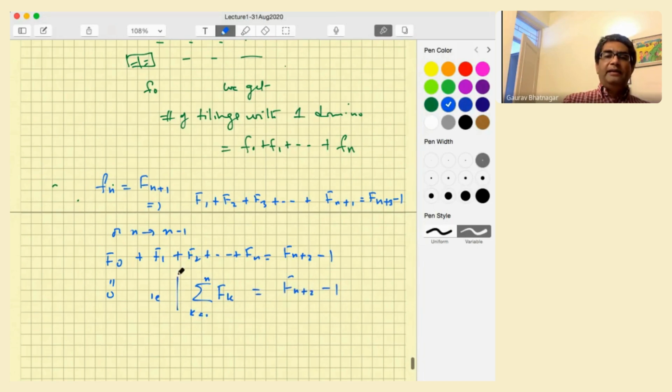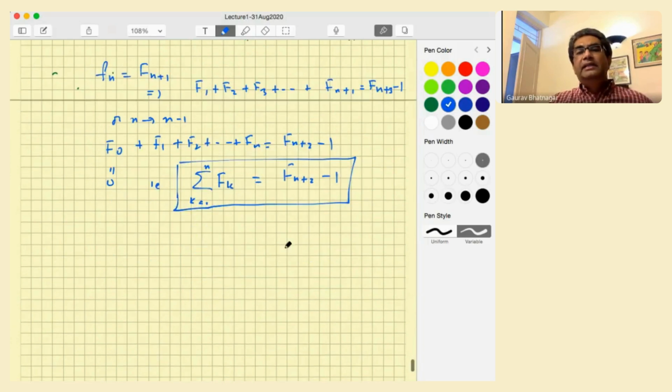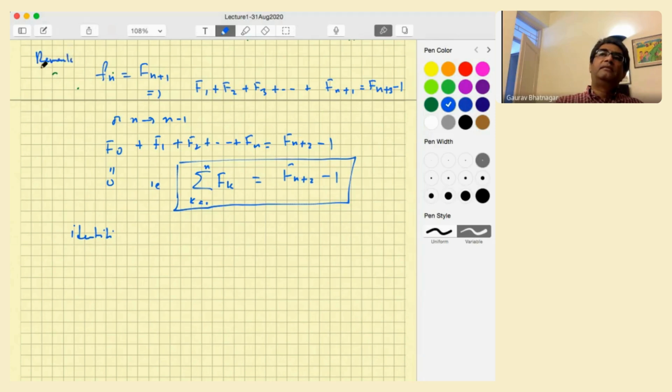So it's the same identity actually, whatever we did. So adding an F0 in front and then shifting identities. So let me put a remark. Note that identities involving Fn are equivalent to identities involving F.